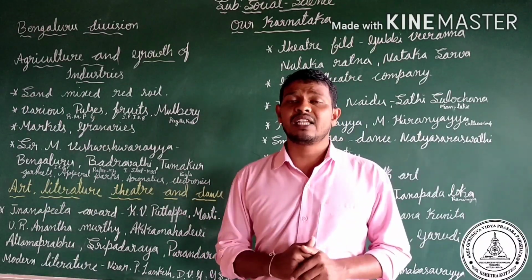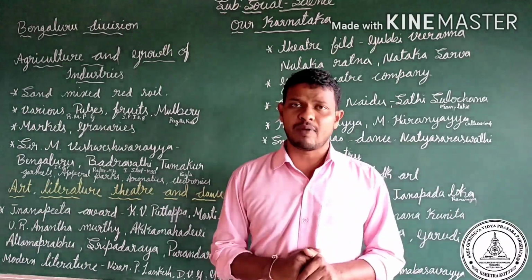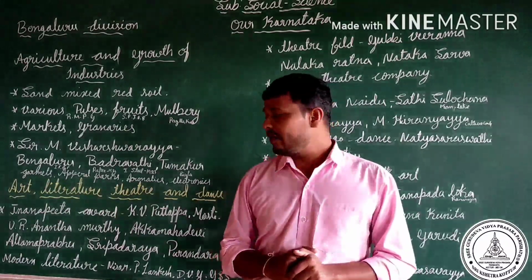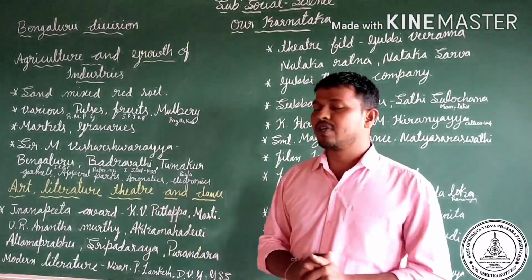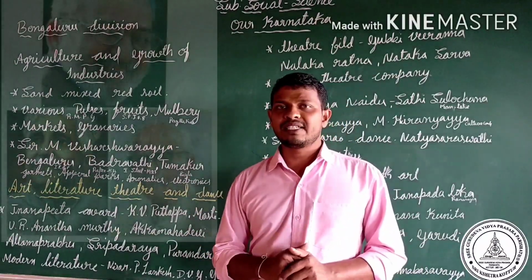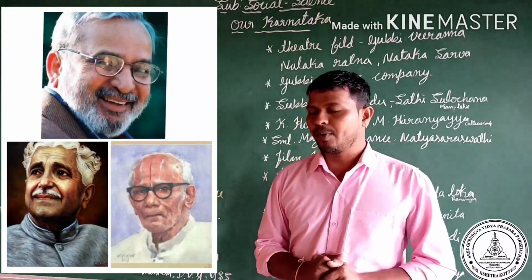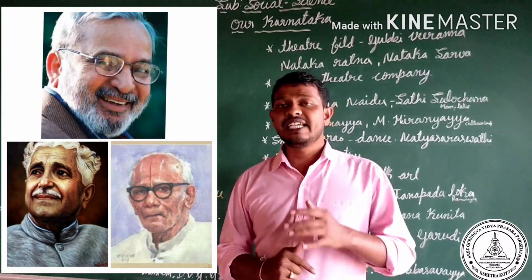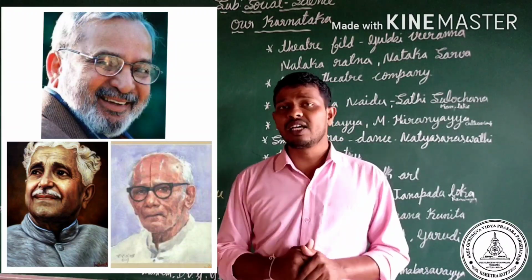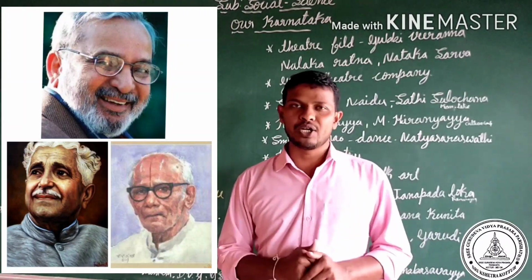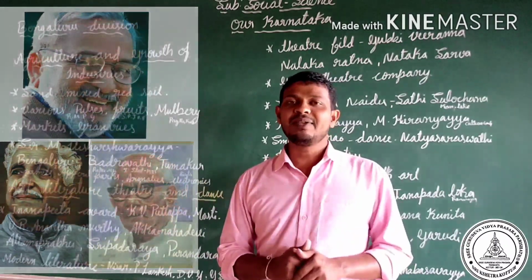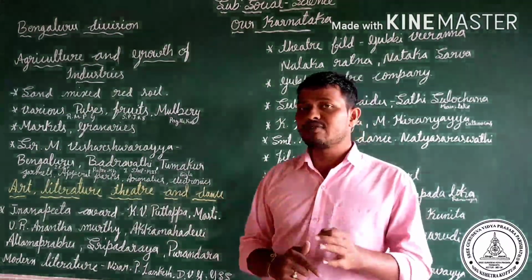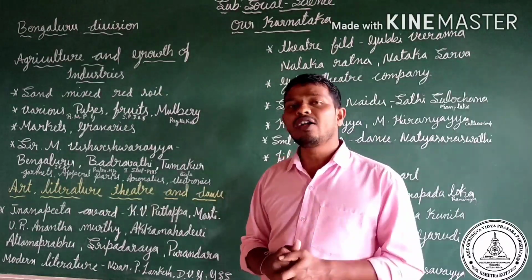In this division, 3 members got the Jnanapita award. The Jnanapita award winners are named KV Puttappa, whom we call Kuvempu, Masti Venkatesh Iyengar, and UR Anantamurthy. These 3 persons got the Jnanapita award in the Bengaluru division. Totally, these 3 persons gave immemorable contribution to art and literature.